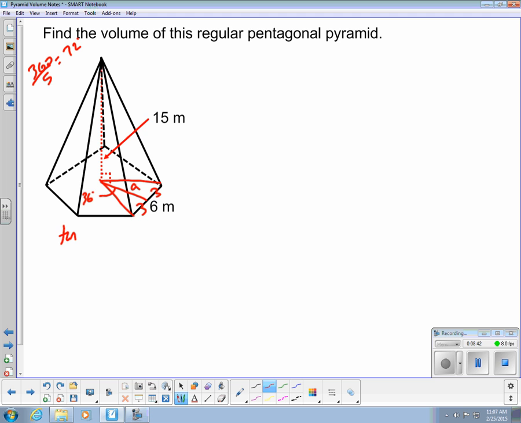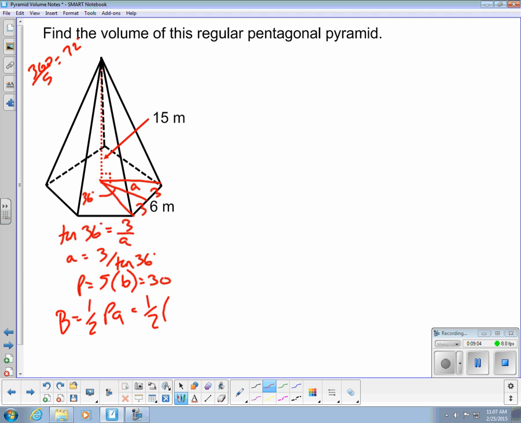So the tangent of 36 degrees equals 3 over the apothem. So my apothem is equal to 3 divided by the tangent of 36 degrees. Our perimeter for our pentagon is going to be 5 times 6, which is 30. And so my big B is going to be equal to 1/2 PA, which is equal to 1/2 times 30 times 3 divided by the tangent of 36 degrees. When I simplify this, 1/2 of 30 is 15. 15 times 3, I end up with 45 over the tangent of 36 degrees. So that's my big B.